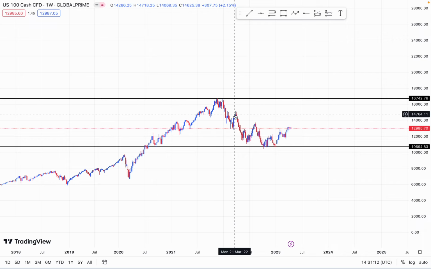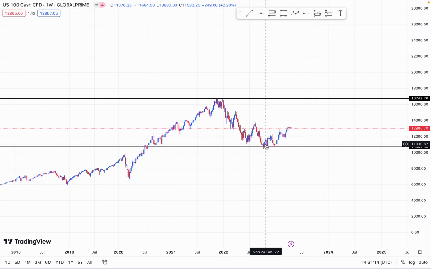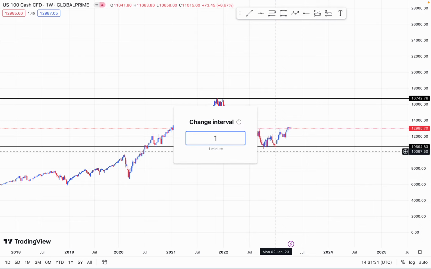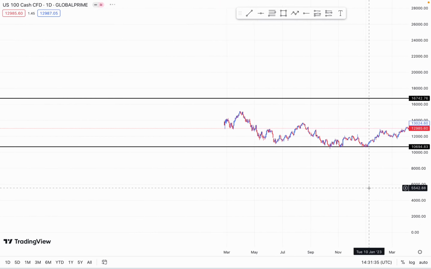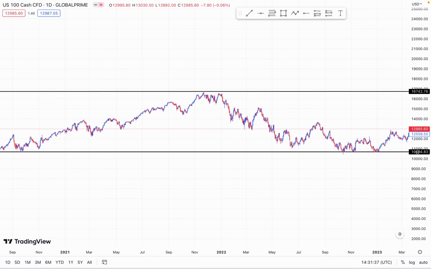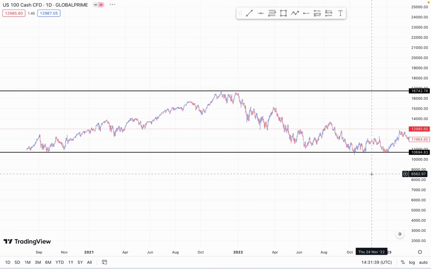Lower lows, lower highs, lower lows, lower highs, lower lows, lower highs, right? And then it failed to make a new lower low and a new lower high. Instead, it made a higher high and a higher low, right? Because this low is higher than the previous one, right? And then if you go down to the daily time frame, this is already giving us an idea that the market is no longer trending downwards.